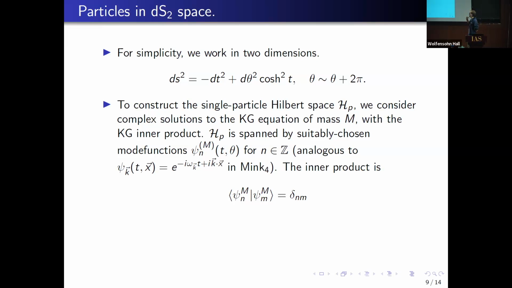H_p is going to be spanned by suitably chosen mode functions, which I call psi_n. They're labeled by an integer n. You can think of these mode functions as being analogous to, for example, e^{-iωt + ik·x} in 4-dimensional Minkowski, where k is the momentum 3-vector. The idea is that since we only have one spatial dimension, which is compact, the spatial momentum is going to be labeled by a single quantized number, which is just n. Using the Klein-Gordon inner product, I've normalized my mode functions in this canonical way.